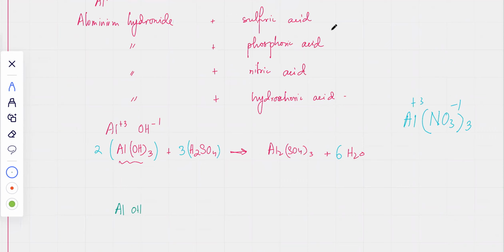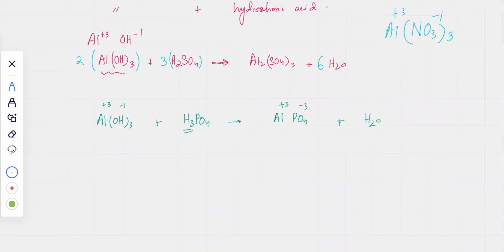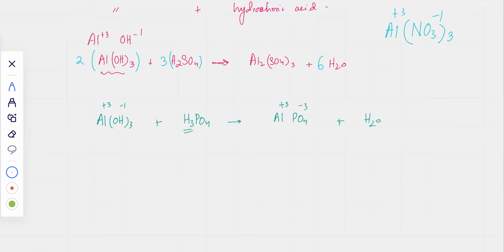So I've got aluminium hydroxide. Al is plus 3, OH is minus 1. So the formula is going to be Al(OH)3 plus phosphoric acid, that's H3PO4. And that would give me, the H is going to get substituted by Al, and that would give me Al and PO4. The charges are already balanced, so nothing much happening there. So it's just going to be AlPO4 plus it's going to produce H2O. So this is what is going on. Now you need to balance this.